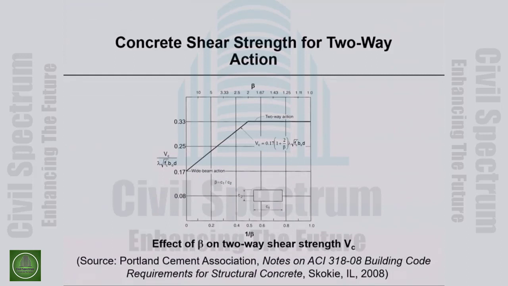So of the three expressions that you saw for V sub C, in the first expression, V sub C was a function of beta, the long side to short side ratio of the column. And that expression gives you shear strength. So on the x-axis is 1 over beta, not beta. So 1 over beta would be the short side to long side ratio. And on the y-axis is V sub C, non-dimensionalized, however you call it, normalized.